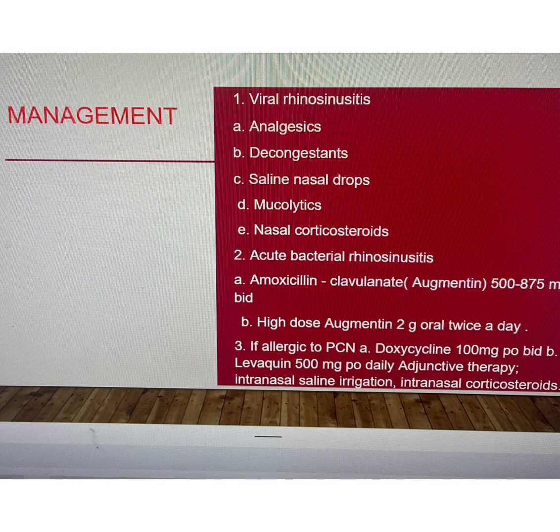Adjunctive therapy: intranasal corticosteroids like Flonase, 1 to 2 nasal sprays in both nostrils Q12 hours, especially if the patient has allergic rhinitis. The difference from acute viral rhinosinusitis: there, we are not using topical decongestants, antihistamines are not recommended, and we use antibiotics only in bacterial rhinosinusitis.